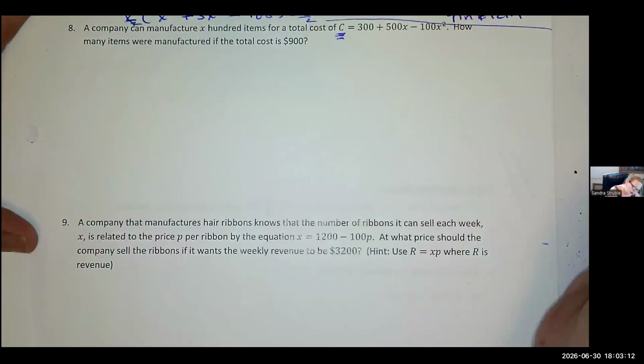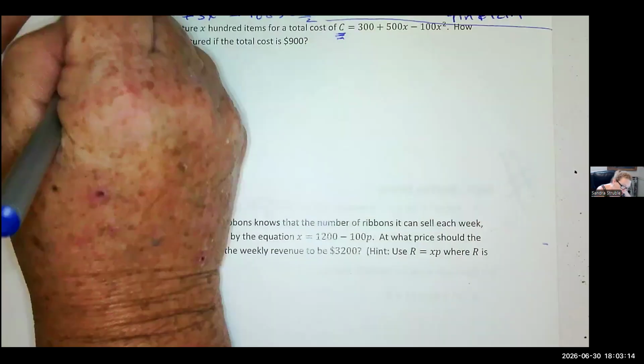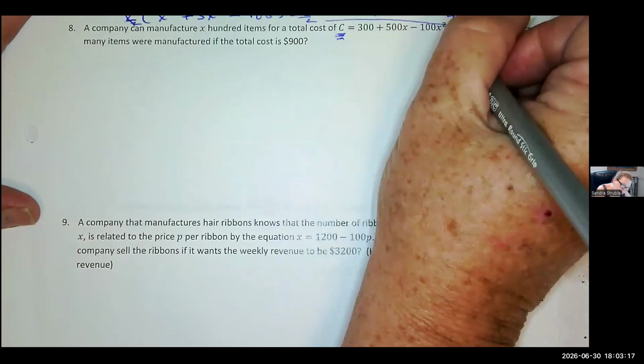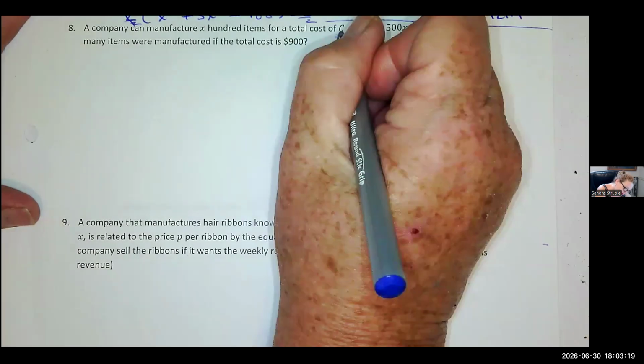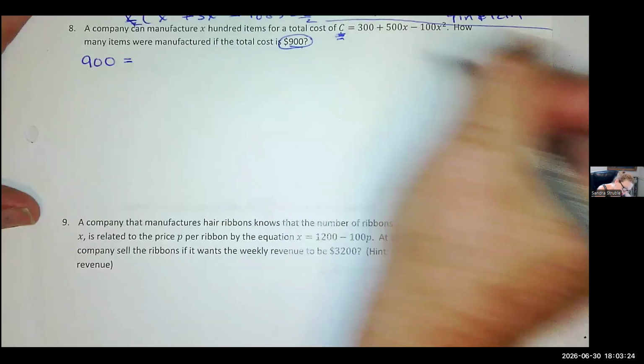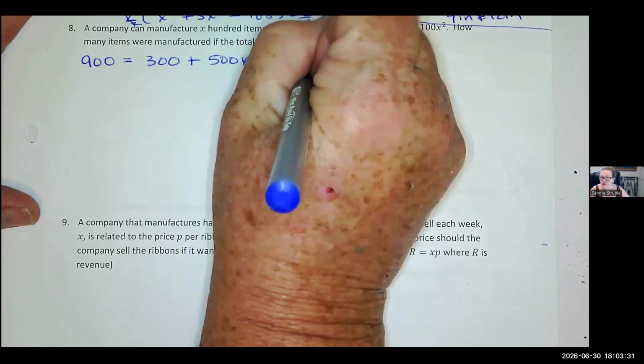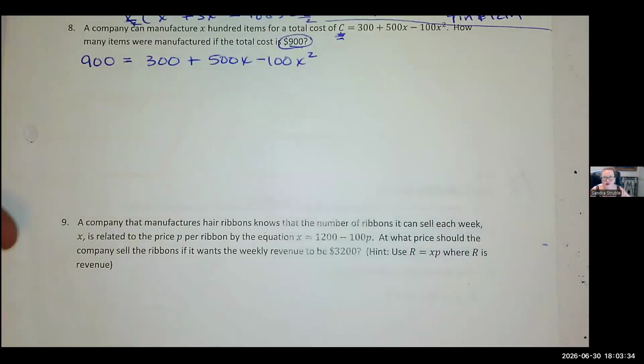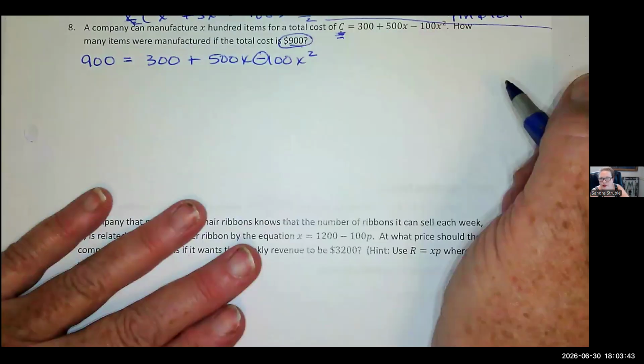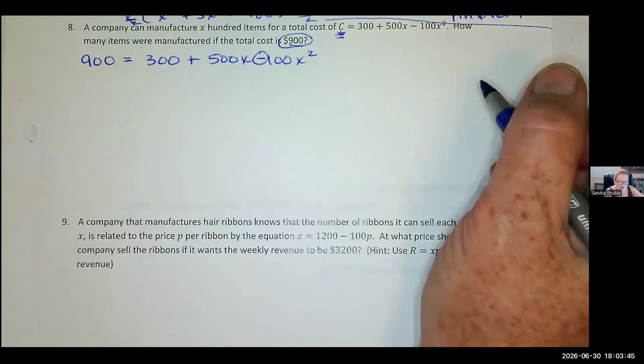So I'm going to take this trinomial, this quadratic, and substitute 900 where the C is. 300 plus 500x minus 100x squared. Before you do anything, I know you see that you can factor. You can't factor yet until everything's on the same side. You can see that this is a negative x squared. That's no bueno. We need to bring this whole thing over to the left side so that we can have a positive x squared.